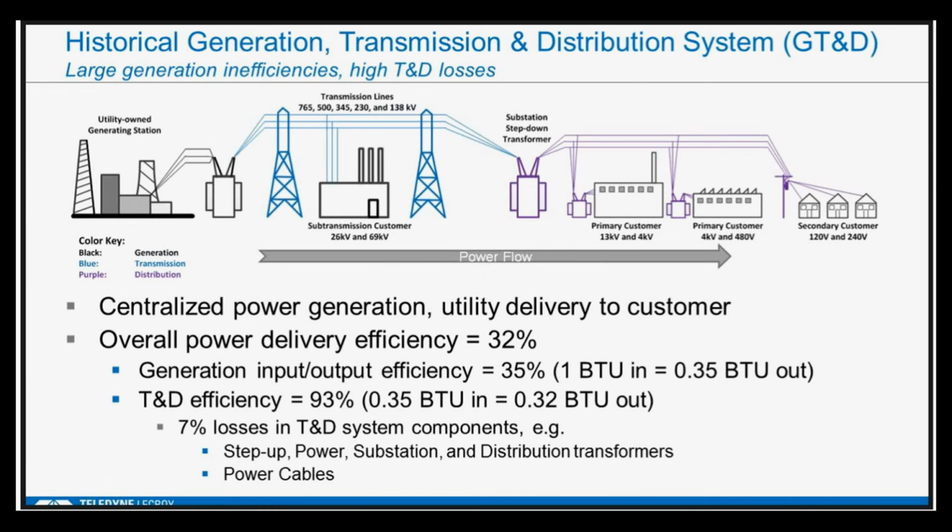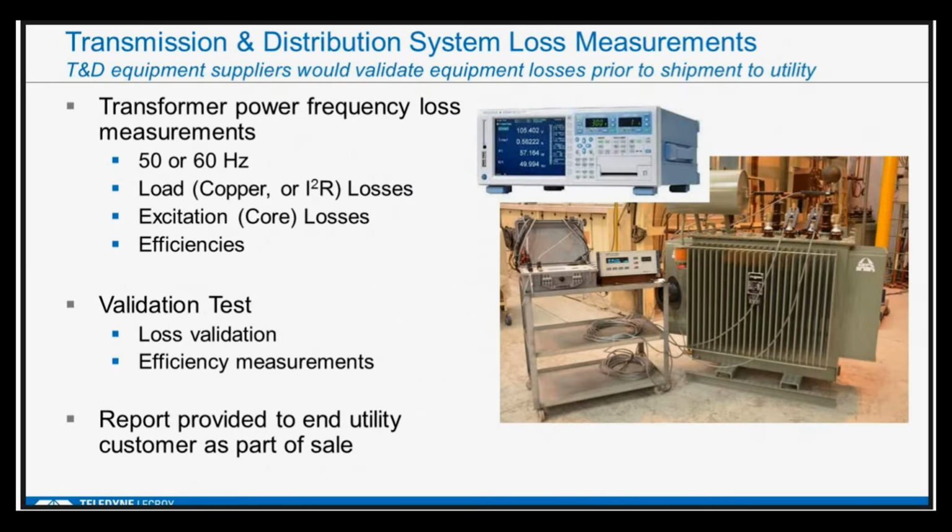Shockingly low, and the devices that are stepping up and transmitting and stepping down power have a lot of losses in them. So the substation and distribution and transmission transformers really have a lot of losses, as do the power cables.